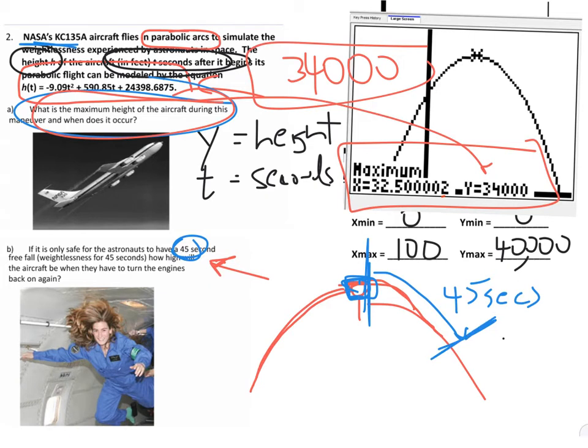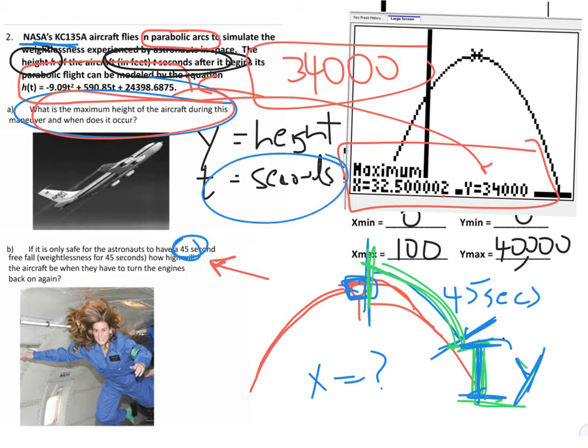And your question is, how high is the airplane? So basically, what is the height 45 seconds after this high point occurs? So what you're going to have to do is find a y value. You're going to have to find the height, but what is the x value going to be? Well, the x value, the time in seconds, you would think is going to be 45 seconds.